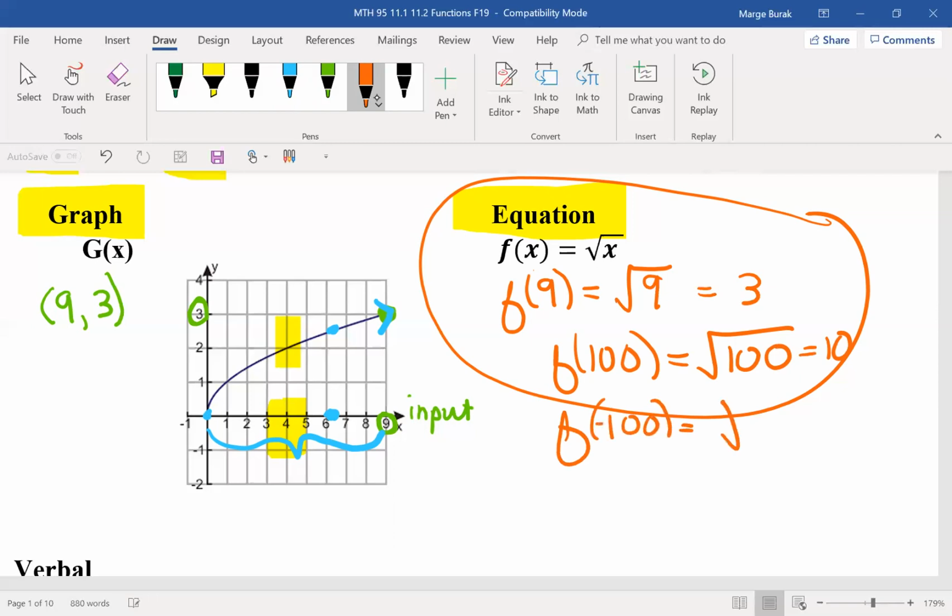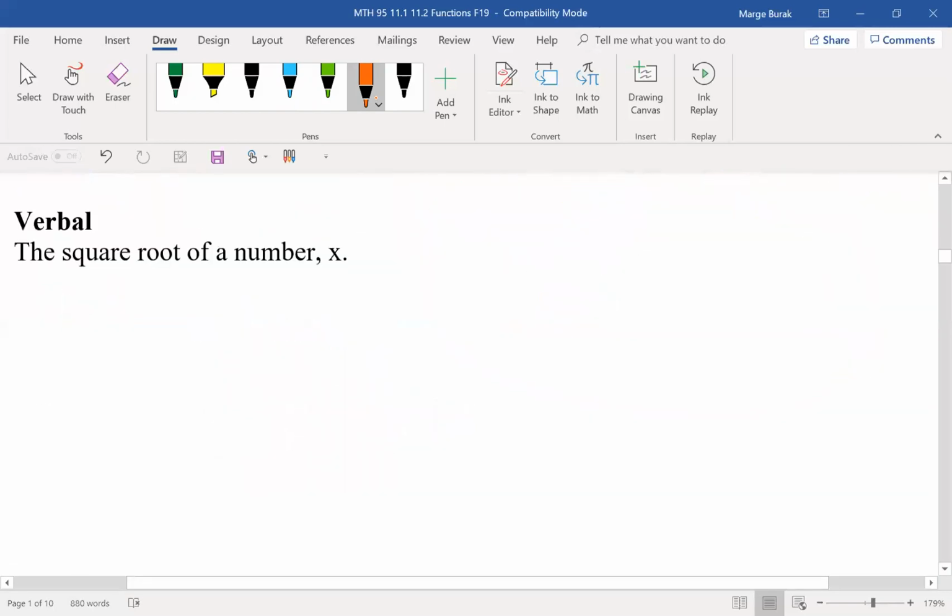Can you take the square root of a negative number? You put no solution. No, not there. Okay, and finally, the same function we can do verbally, and that is just in words: the square root of a number x.